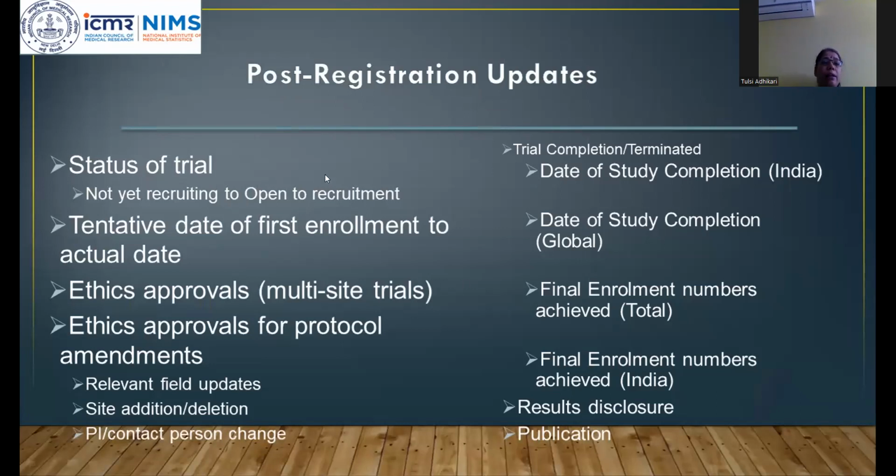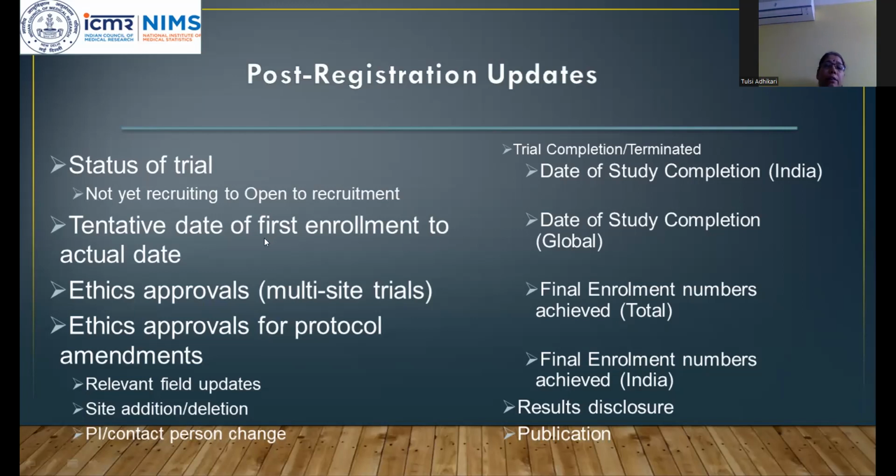Status of your trial will change from not yet recruiting to open to recruitment, and the tentative date of the first enrollment. Initially you had given a tentative date of enrollment, which may be required to update. You have to postpone the date also if you don't get the CTRI number before that first enrollment date. So you may have to postpone that date.